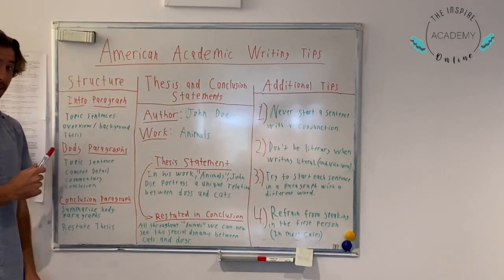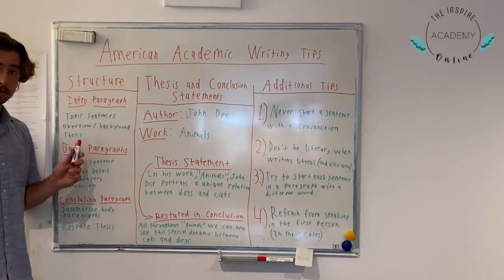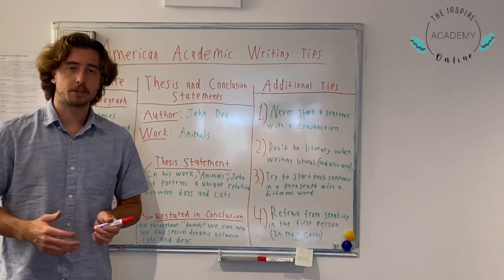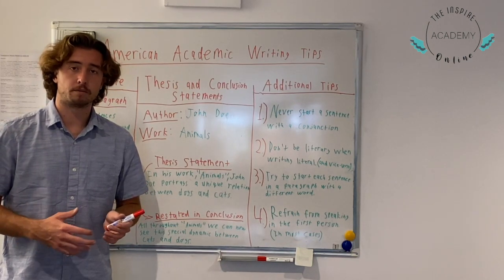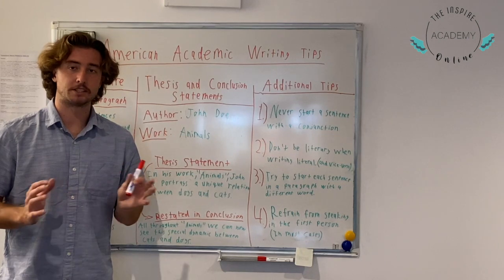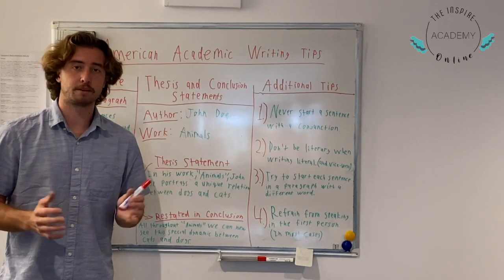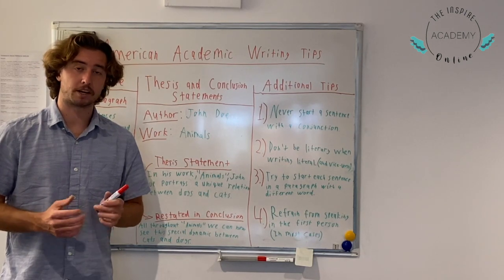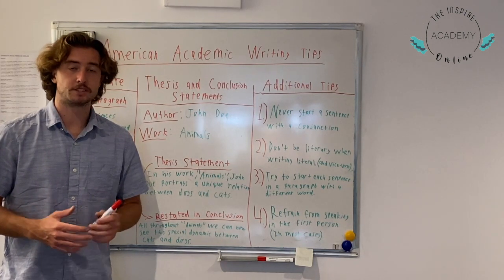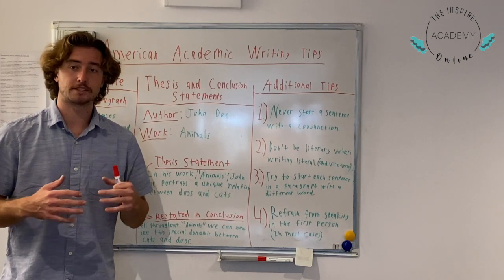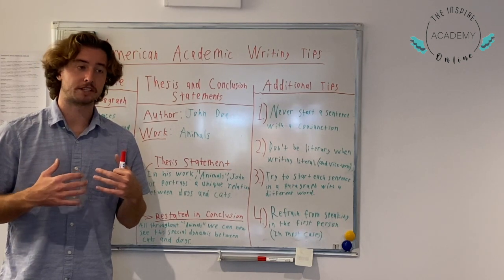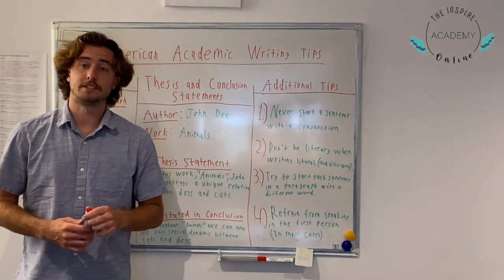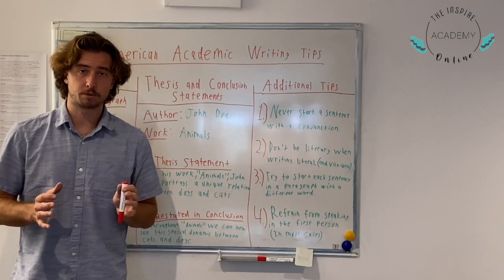So, intro paragraph. What you do is you start off with writing a couple topic sentences. At a lower level, you could be a little bit more general and write topic sentences about the world or make claims, just something that leads you into what you will be talking about. You could make a couple topic sentences that will eventually lead into what is called your overview or your background.